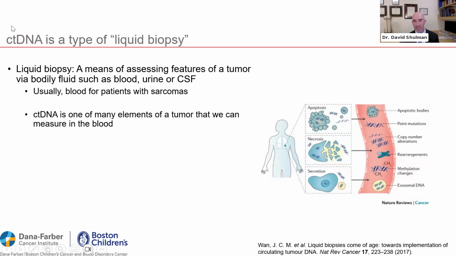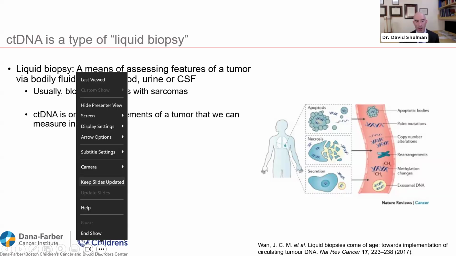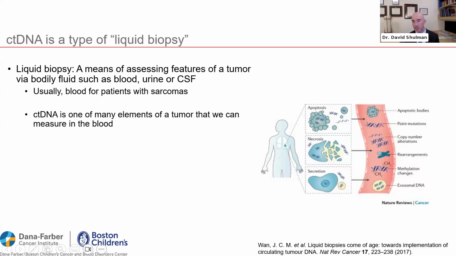There are many different features of tumor cells that float around in the blood. So there can be circulating tumor DNA, but there also can be apoptotic bodies, extrachromosomal DNA. Sometimes people talk about RNA, and all of these things can be measured, but of the different liquid biopsy technologies, circulating tumor DNA is by far the best studied.